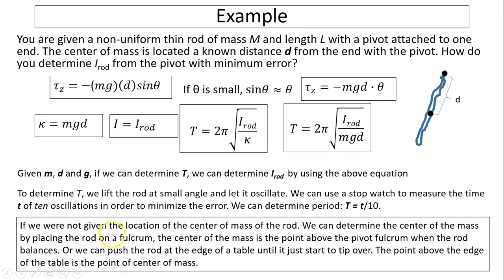Okay, now suppose we were not given the location of the center of the mass of the rod. How can we find the center of the mass? We can determine the center of the mass, or center of gravity, by placing the rod on a fulcrum. The center of the mass is the point above the fulcrum pivot when the rod balances. Or we can push the rod at the edge of a table until it's just about to tip over. Right? The point above the edge of the table is the center of mass.